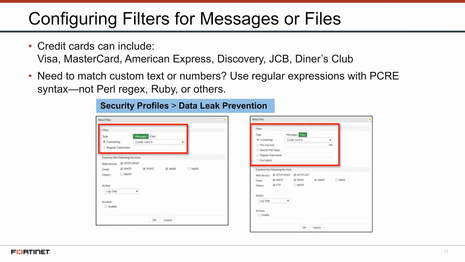Now, let's return to the top of the filter, which is the more complex part of the configuration. Select the filter type, either Messages or Files. Most other available options depend on this initial choice. Messages scans for words, credit card numbers, or other text-based patterns directly embedded in the protocol, not as a file. There are two pre-configured message filters available, credit card and SSN.